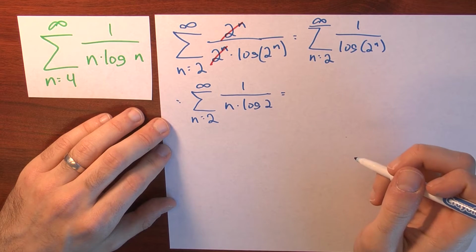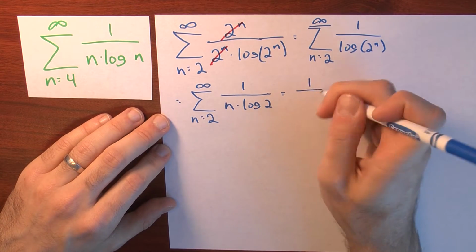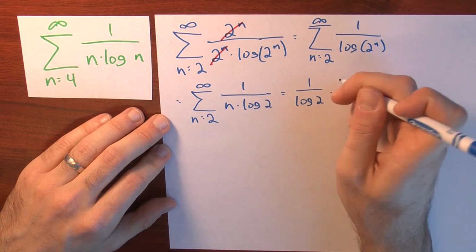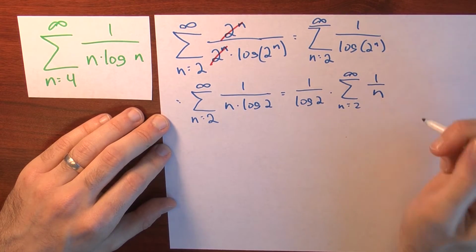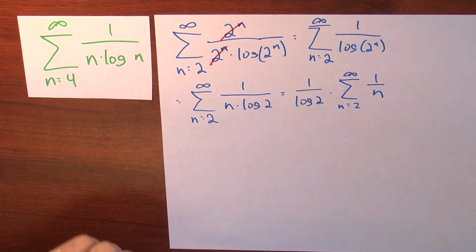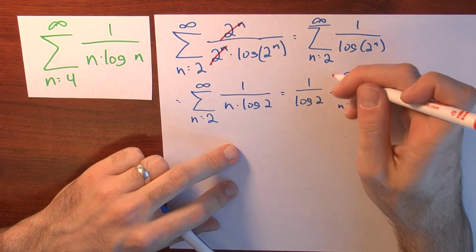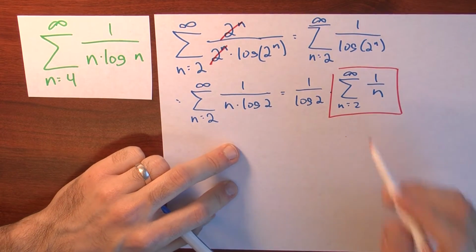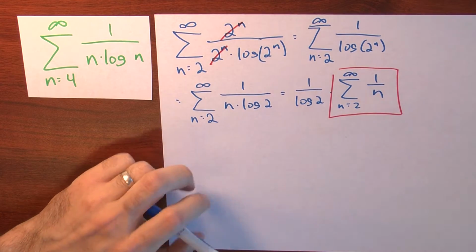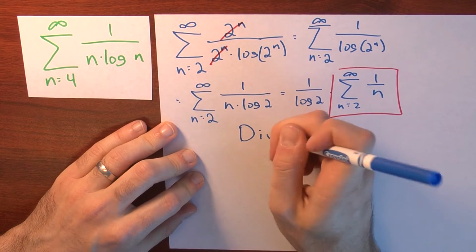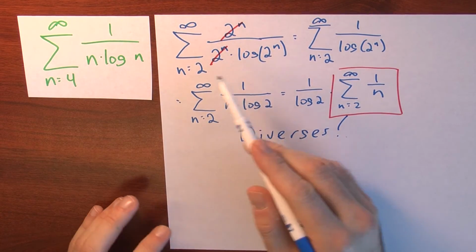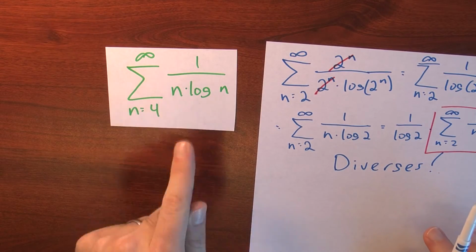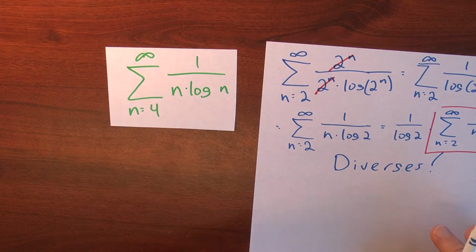And then, well, look at this. This is 1 over log 2 times the sum, n goes from 2 to infinity, of 1 over n. Oh, but this is, well, bad or really great news, depending on your attitude. This thing here is the tail of the harmonic series. So that means that the condensed series diverges. And because the condensed series diverges, this original series must also diverge.